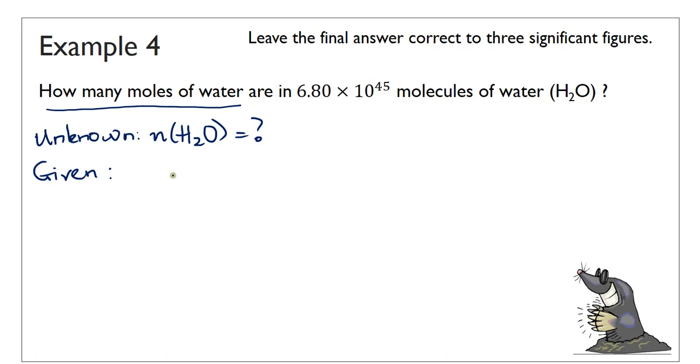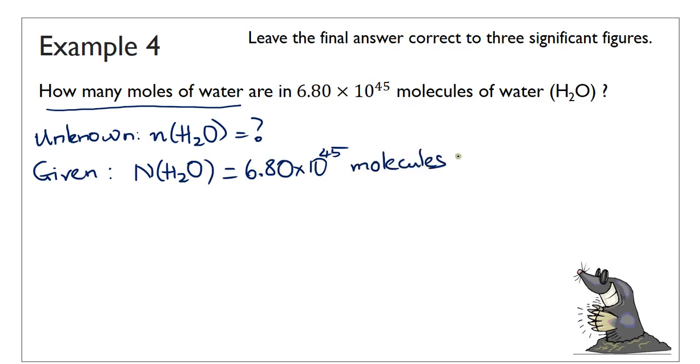The information given, so this question is just the opposite of example 3. You're actually given the number of molecules, so you're given capital N of water, and it is 6.80 times 10 to the 45 molecules. And of course, you also are allowed to use Avogadro's constant, which is 6.02 times 10 to the 23. So once again, I'm going to use the conversion factor to answer this question. So unknown over given.